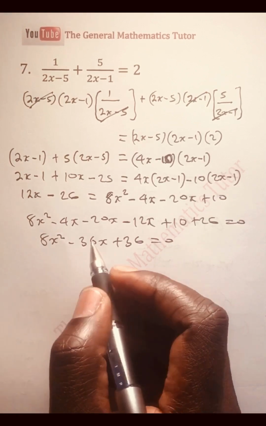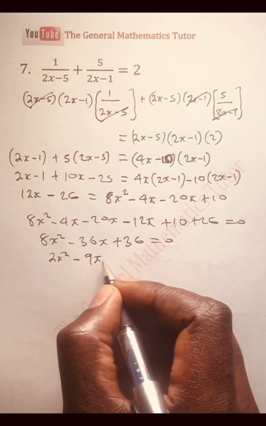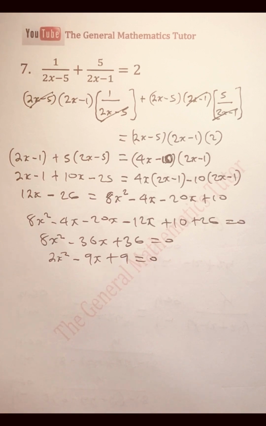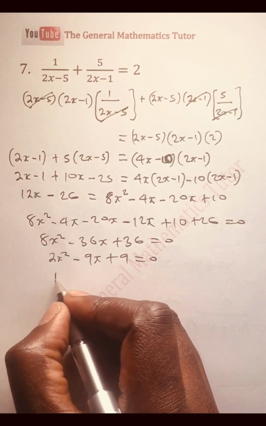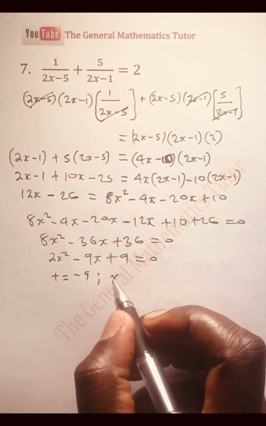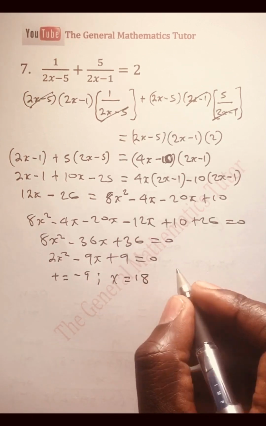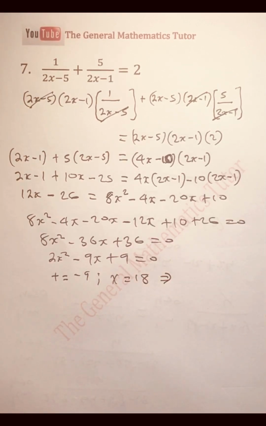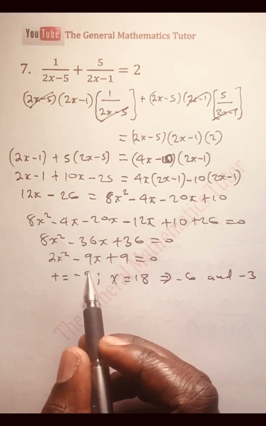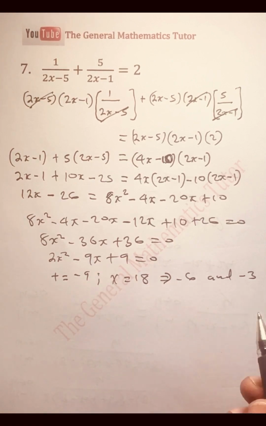So you can divide through by 4, so that we have 2x squared minus 9x plus 9 is equal to 0. So now all we need to do is look for two numbers whose sum is the same as b, and b in our case is negative 9, and the product is the same as 2 times 9, that is a times c, which is 18. And you will find that those two numbers are negative 6 and negative 3. So we just split b, which is negative 9, into negative 6 plus negative 3.